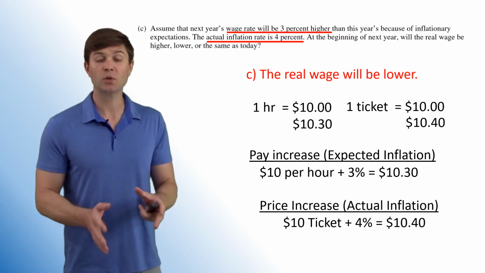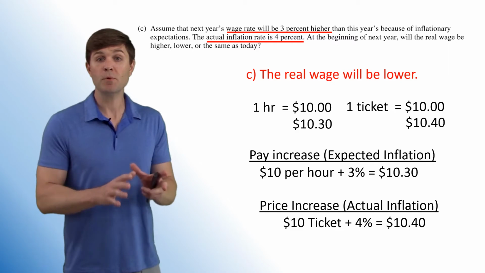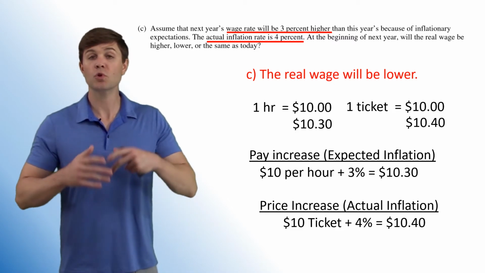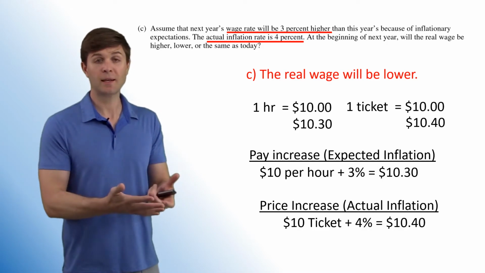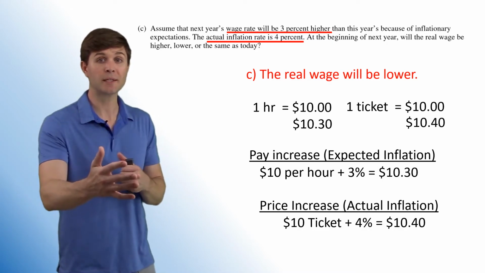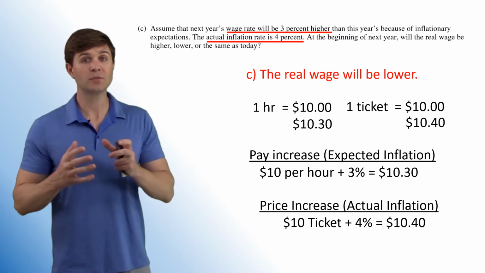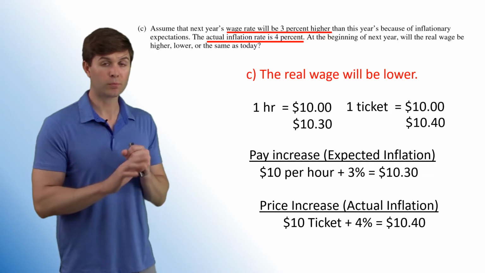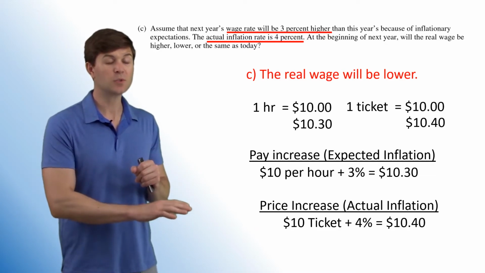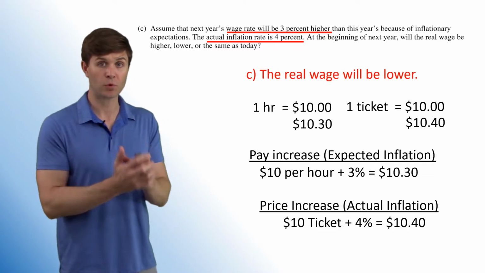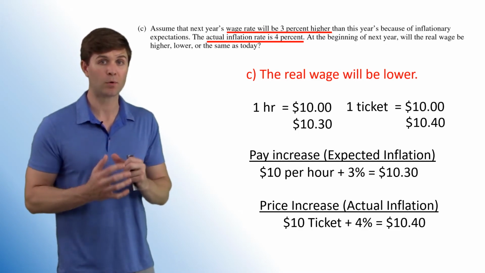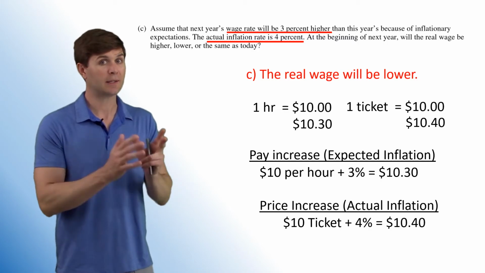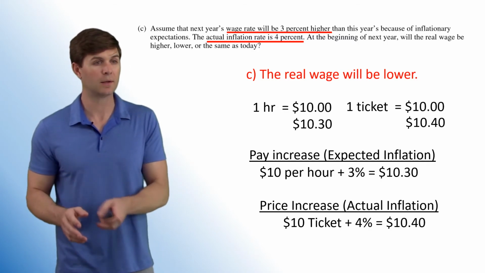So that movie ticket goes up 4%. So now a movie ticket is no longer 10, it's $10.40. So you're working 1 hour, you're making $10.30 to not even be able to get into the movie theater. So last year, you could buy 1 movie ticket for 1 hour worked. This year, you can't even do that. So the real value of your wages has gone down. The buying power of your wages has gone down because real inflation was greater than expected, and expected was what your raise was based on.